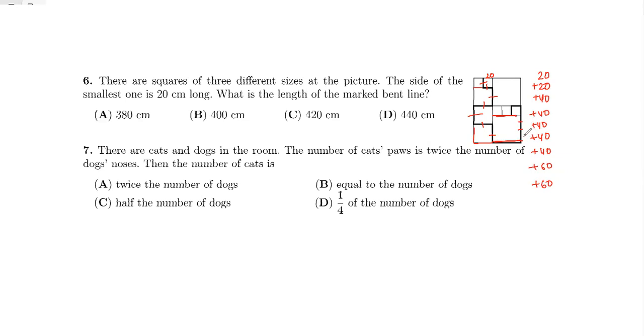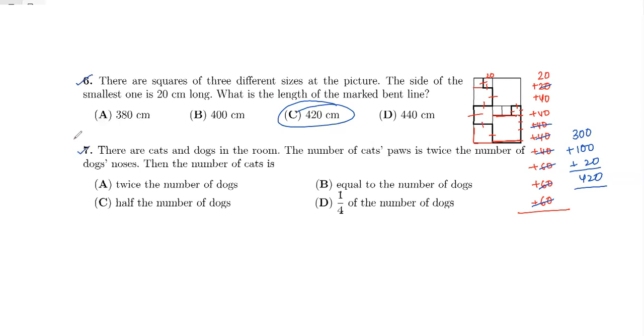Until here it is 60. And then we take 1, 2, and 3, so another 20 plus 20 plus 20 is 60. So let's just add them up. 60 plus 40, 100. 60 plus 40, 100. 60 plus 40, 100. So we get 300. And then 40, 40, 80. 80 plus 20, so another 120. So my answer is 420 centimeters. So the answer for question number 6 will be 420 centimeters.